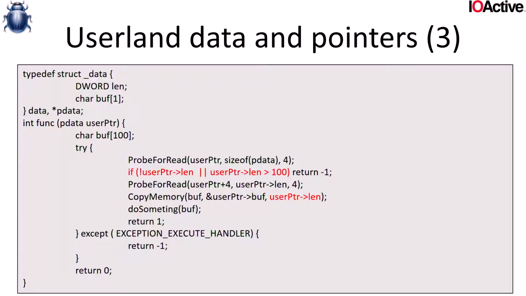This is a simple example of what that could look like. You have some function in the kernel where you pass it a user pointer, and the user pointer contains an embedded length field. In this case it has to be smaller than 100, and then they use that length field to copy into a local stack buffer that's 100 bytes. Between that check on the first read and the use in the copy memory, a second userland thread can overwrite the length, and you end up with memory corruption.